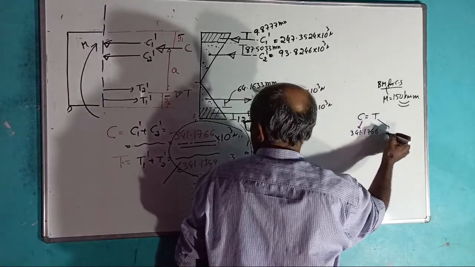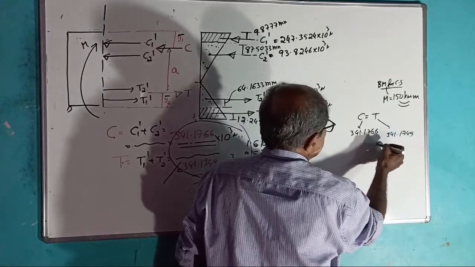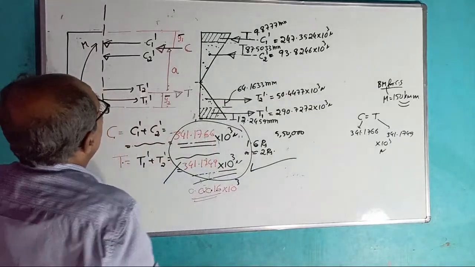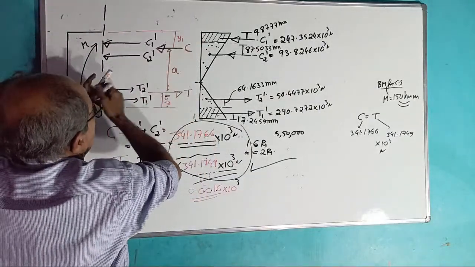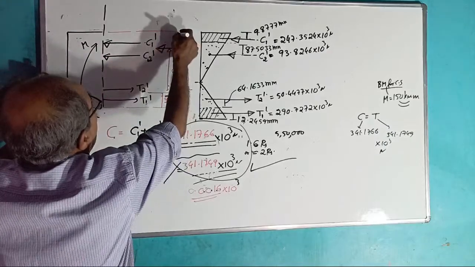You got 341.1749, both are 10 to the power 3 Newton. Now, I want to know what is Y1 bar. Bar means not that bar. You are going after evening, not that bar. Y1 bar and Y2 bar.